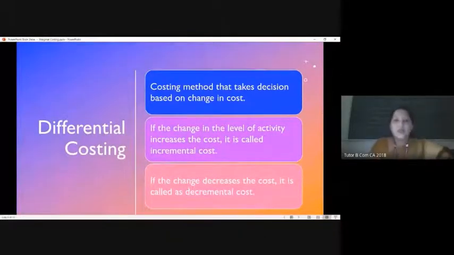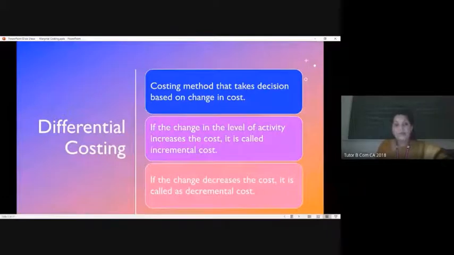So we are talking about the concept of differential costing. When I say that, if I'm thinking about the cost that will be increased in my production process, that will be referred to as incremental cost. And when I'm trying to decrease the cost, the concept is called decremental cost.